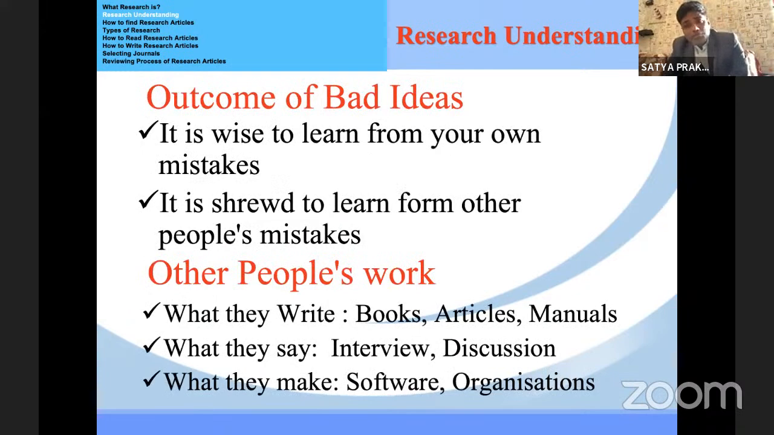What are the outcomes of a bad idea? It is wise to learn from your own mistakes. Suppose some mistake happens to you, then you will know that this is my mistake, and never in the future will I repeat it. This is the improvisation. It is shared. It is also wise to learn from other people's mistakes, right? People will work. What is bad about that?